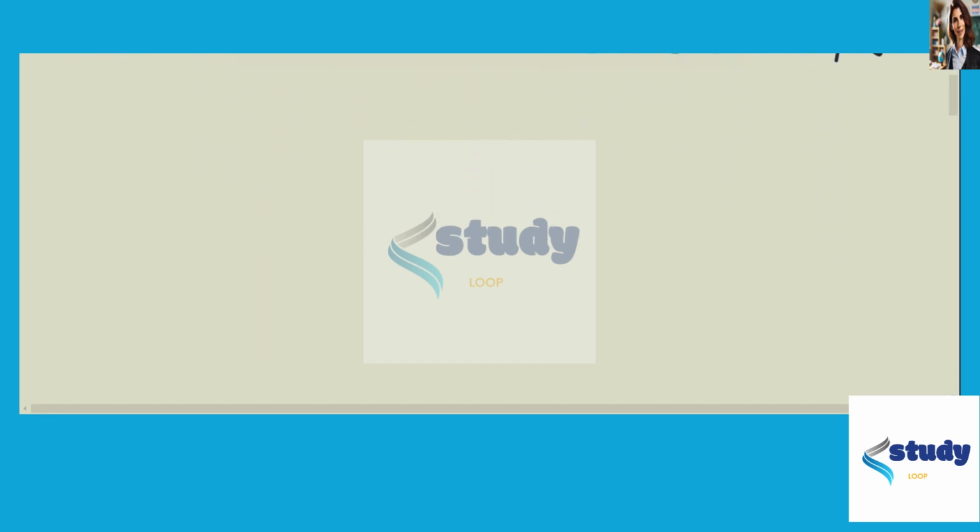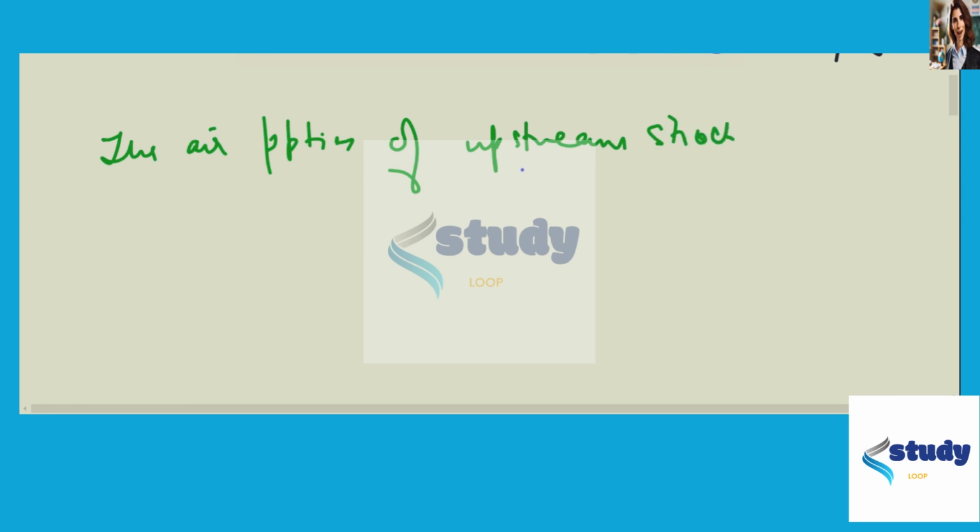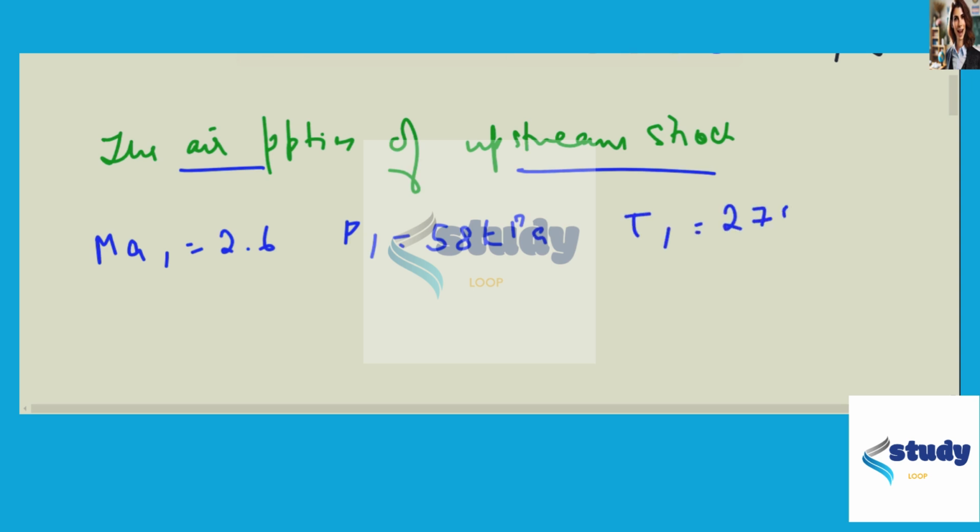Now as we move forward, the properties of the upstream shock, the air. Okay, upstream shock, the air one. So here we see that Ma1 equals 2.6, P1 equals 58 kilopascal, T1 equals 270 Kelvin.